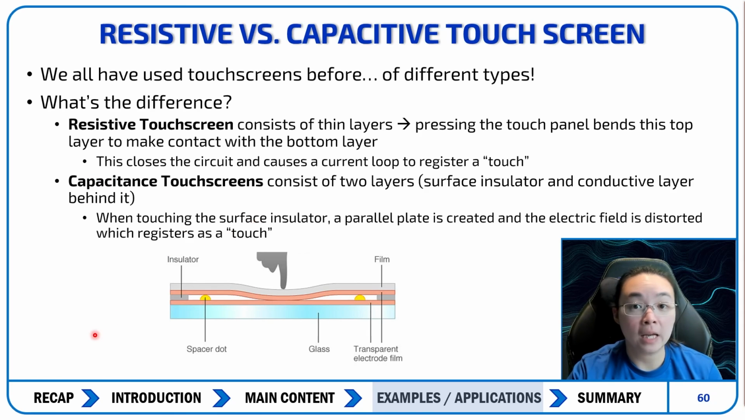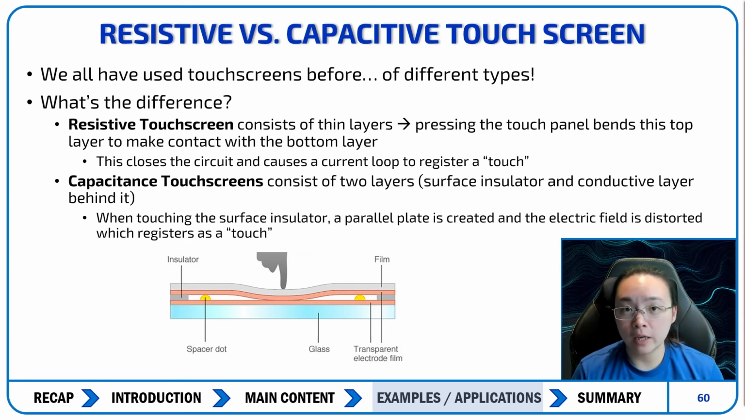When we're taking a look at capacitance touch screens, they consist of two layers: the surface insulator and the conductive layer behind it. So when you're touching the surface insulator, a parallel plate is going to be created and the electric field is distorted, which registers as a touch. So where are both of these used?